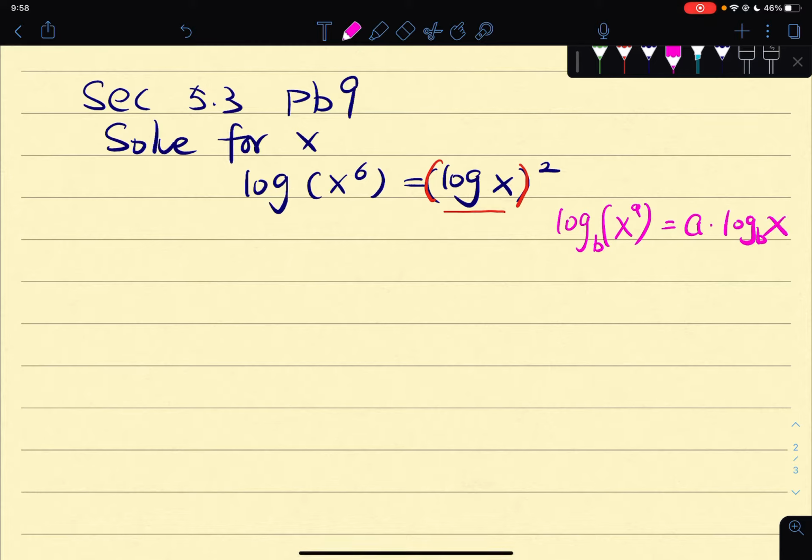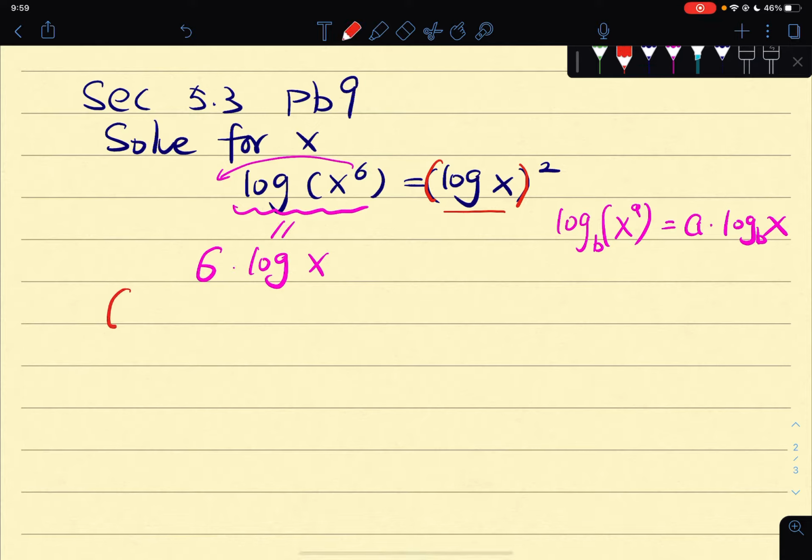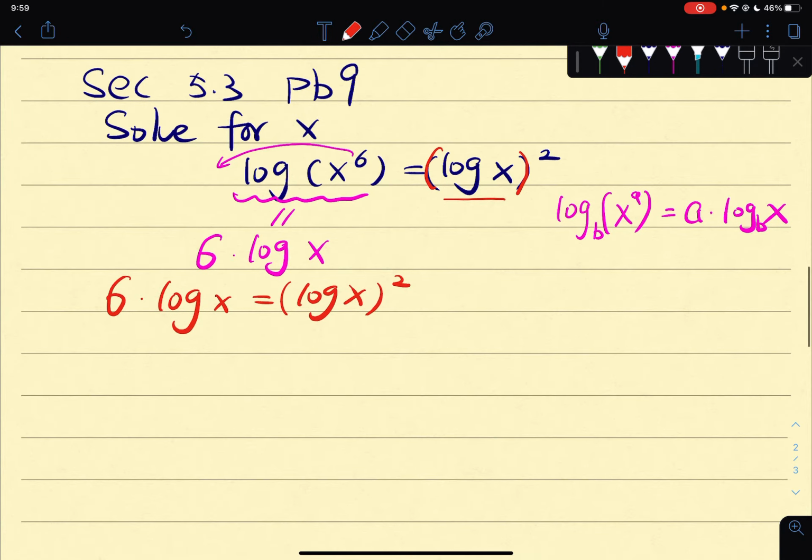So what it means is I can apply that to the first half of the problem and rephrase it by throwing the 6 out, and then I have log of x. So the problem we actually try to solve here is 6 times log of x equals log x squared. Once you got here, you may realize right away this looks almost identical to a problem we went over in class. So you have different ways to solve it.